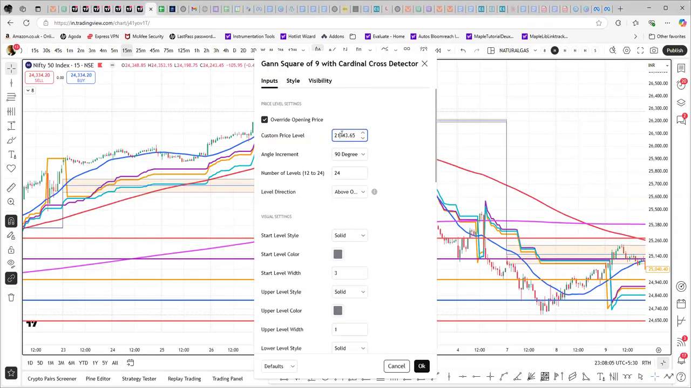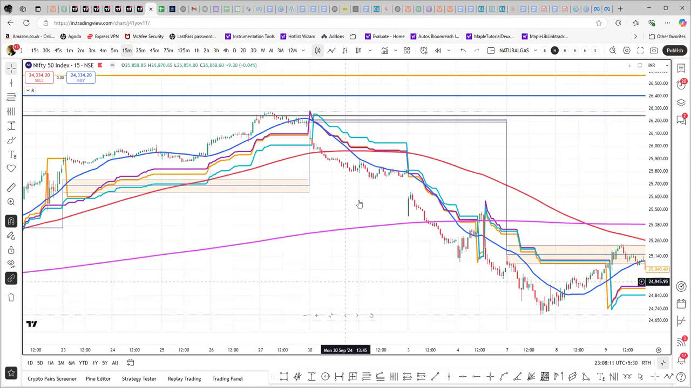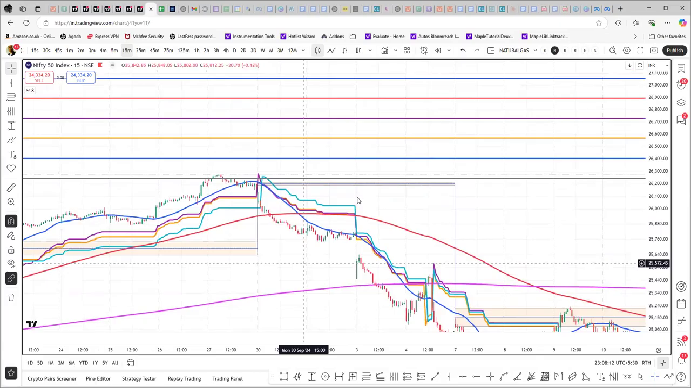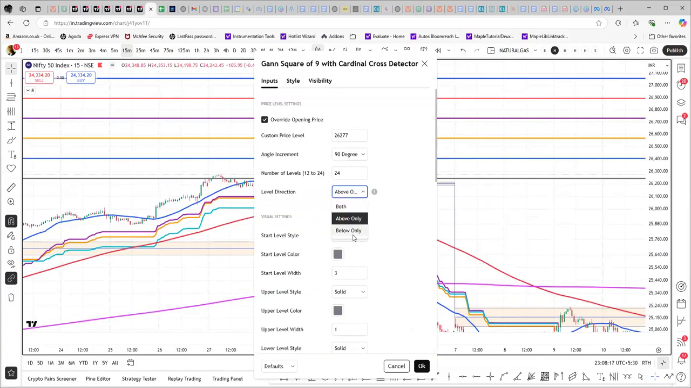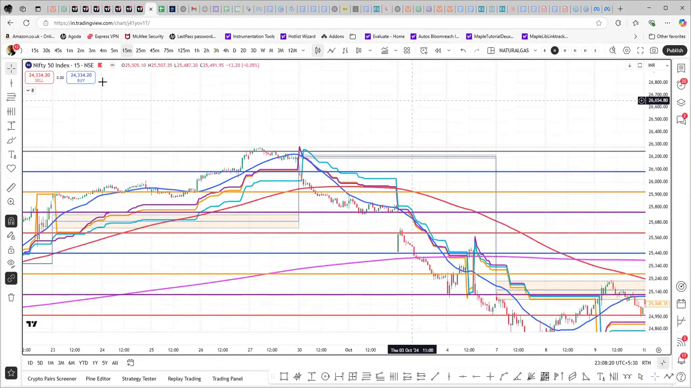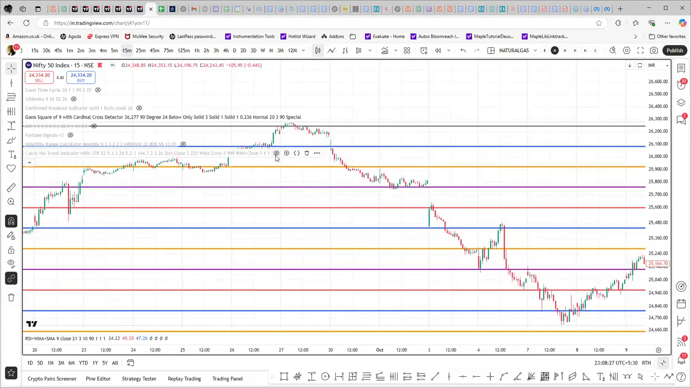So you say 26277, put it here and it will automatically adjust all the levels. Okay, those are going up, now you will have to bring them down because that is the peak, right? So let's say, and I'm switching off this thing because it will create a lot of confusion with too many things. I'm just switching it on just for confirmation.